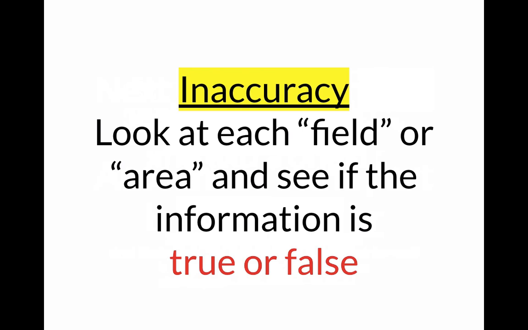Well, inaccuracy is we look at each of the fields or the area. So again, like account type, status, what was your payment history in January of this year and January of last year and June of last year. And what's the current balance? What's the high balance? All those little areas, and see if the information for each area, just examine it. Sort of like you pick it up off the table, you look at it, you say, true or false? Either it's correct or it's incorrect. It's one or the other.